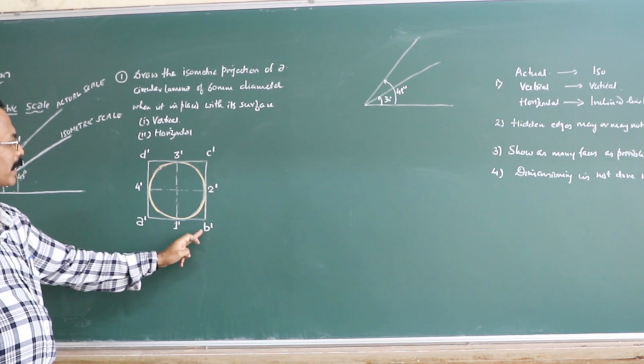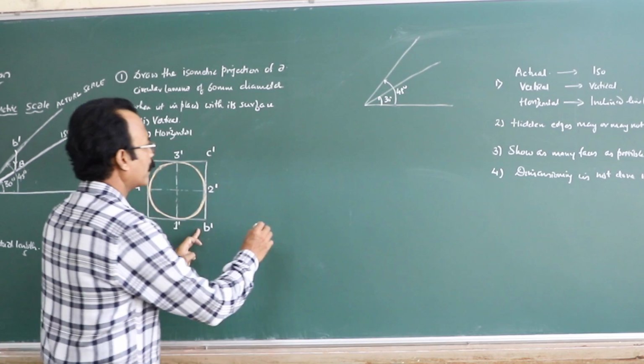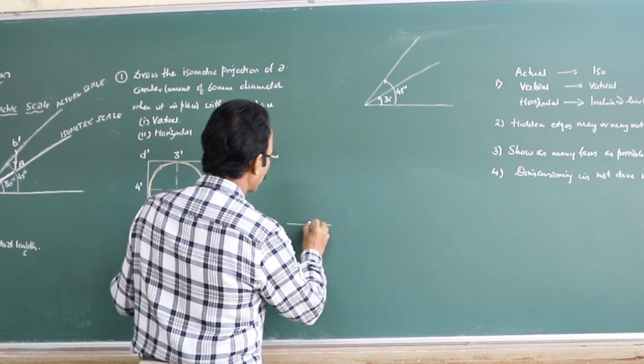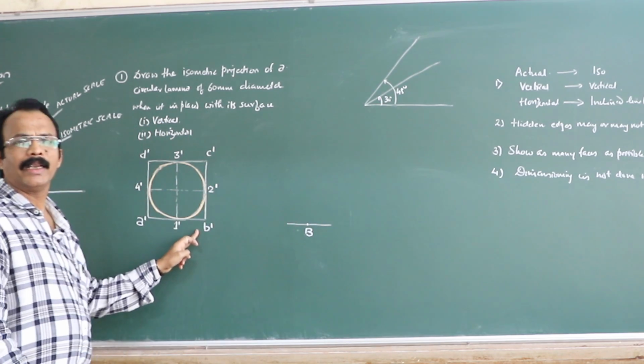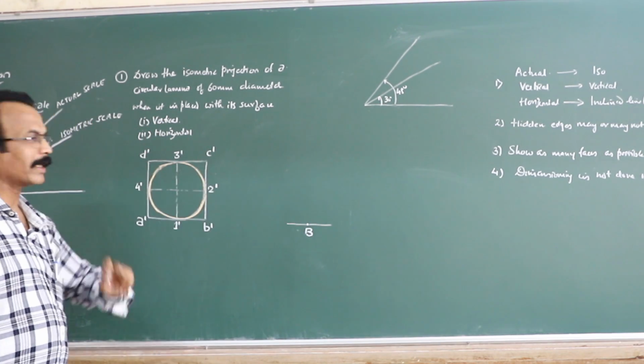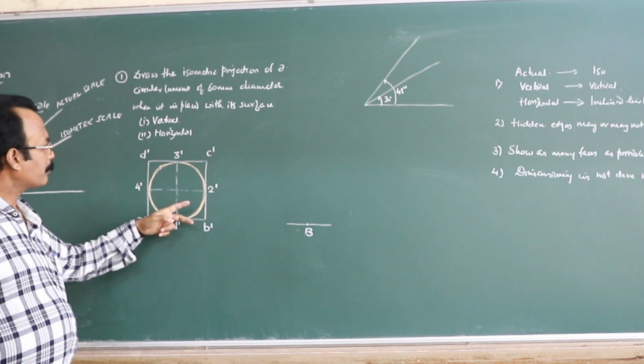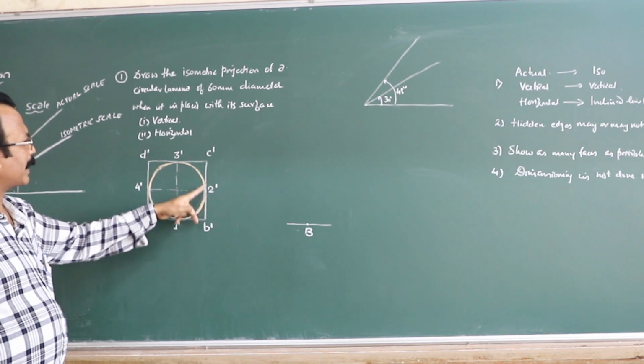Preferably I will be starting it from the bottom right corner here. So this is your starting point, and naming is always done in capital letters. So I will call it B. Now you see, how is this line B dash C dash?